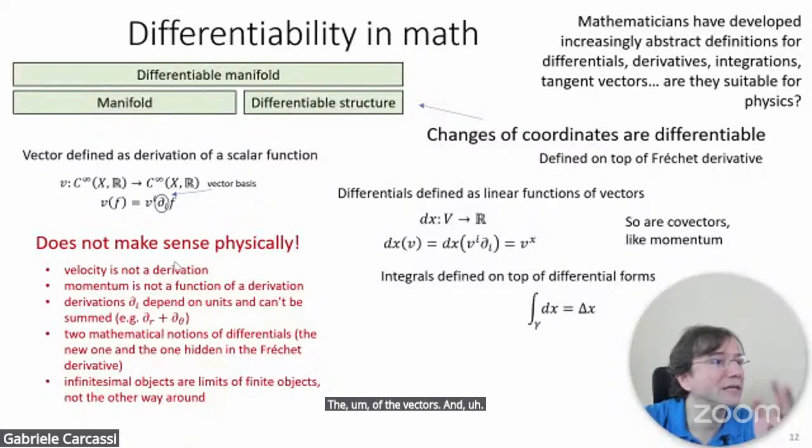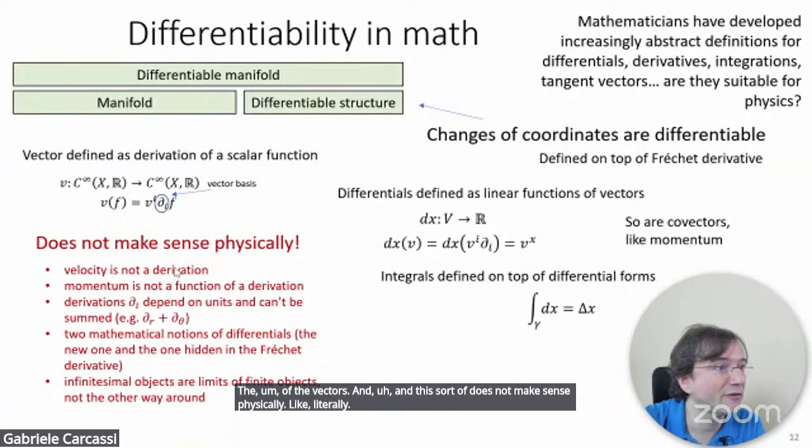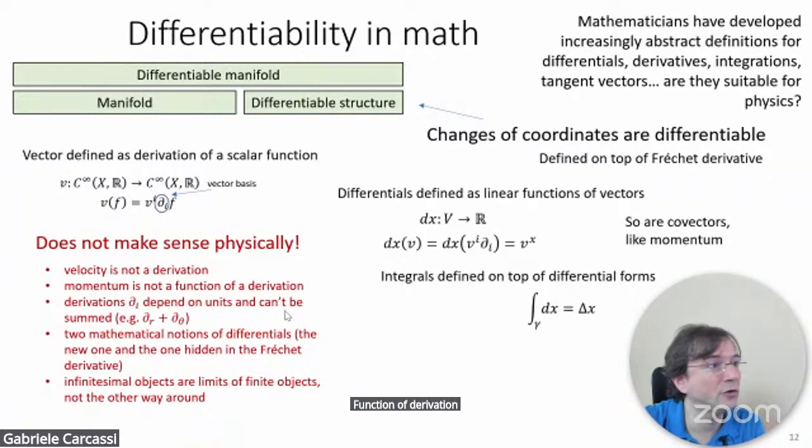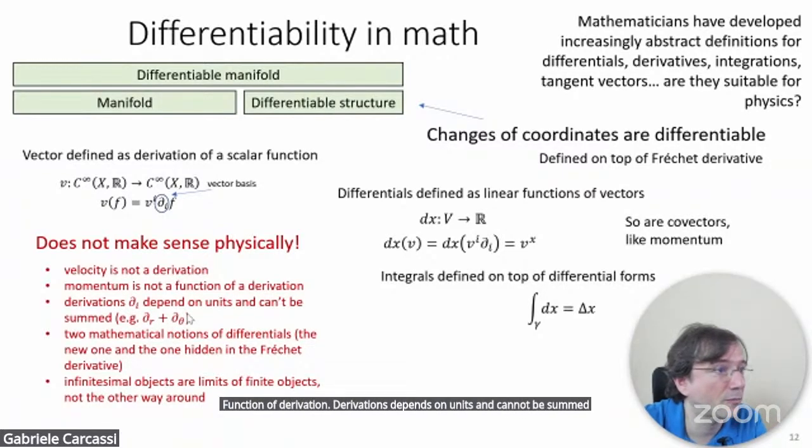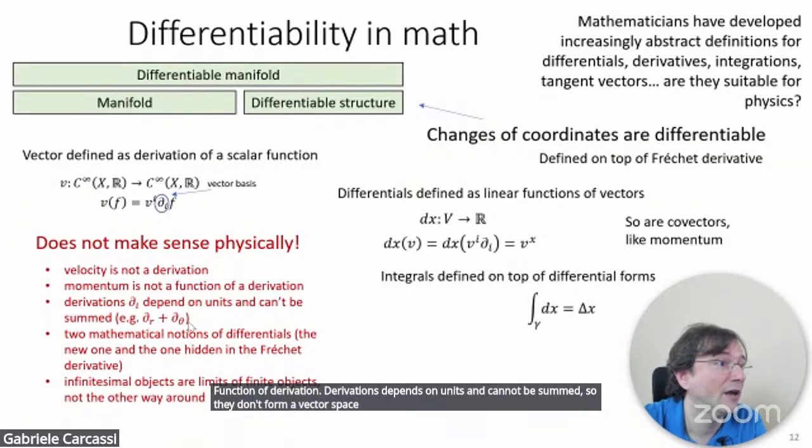And this sort of does not make sense physically. Like literally, velocity is not a derivation. Momentum is not a function of derivation. Derivations depend on units and cannot be summed, so they don't form a vector space if we give units to the parameters along which we're doing the derivation, which we have to do in physics.